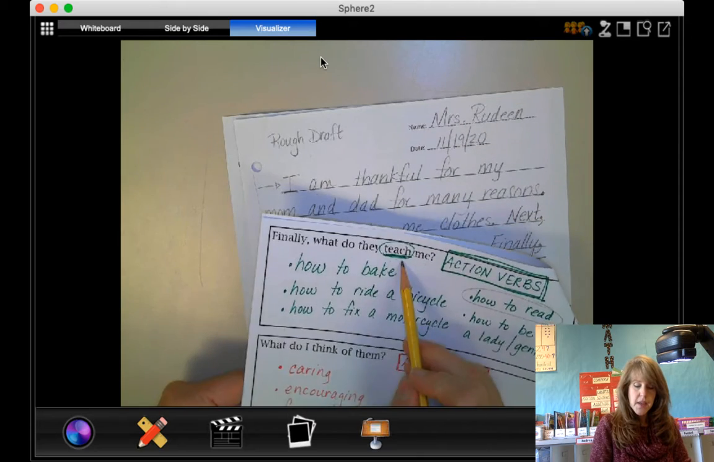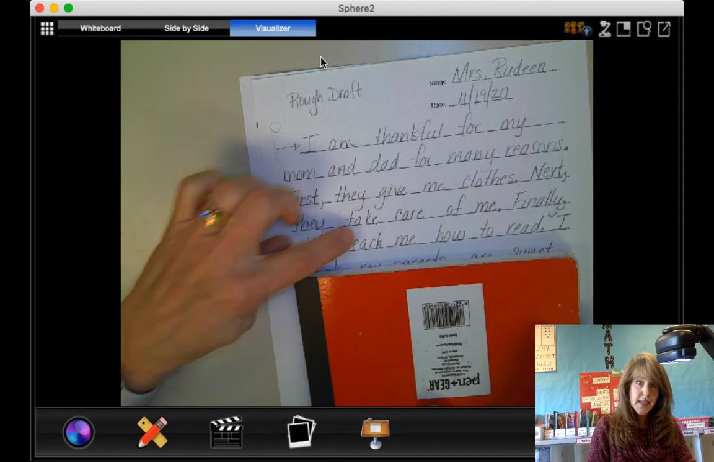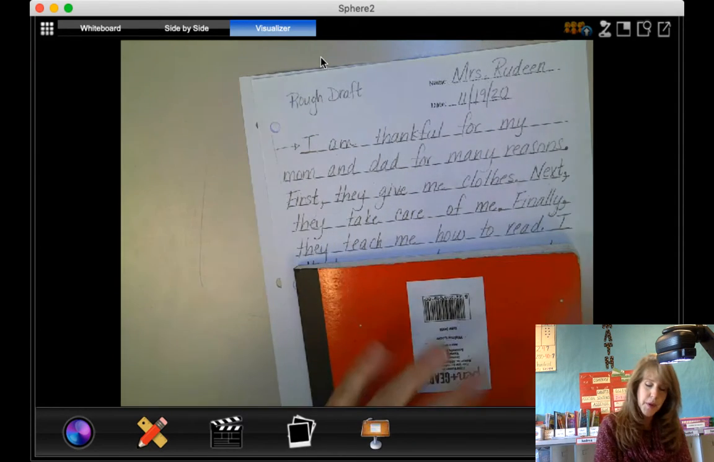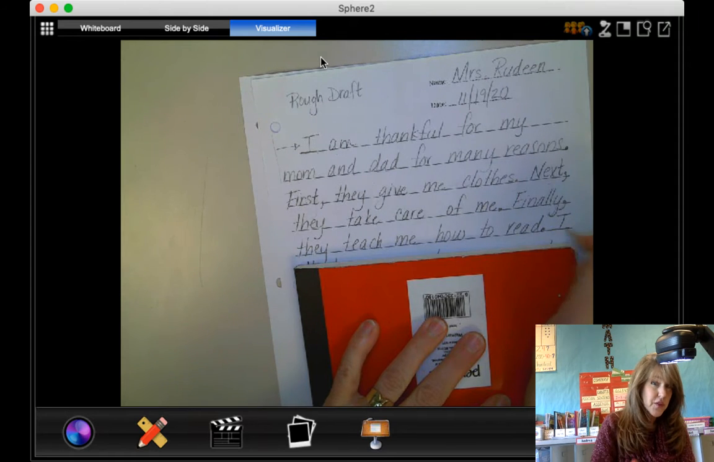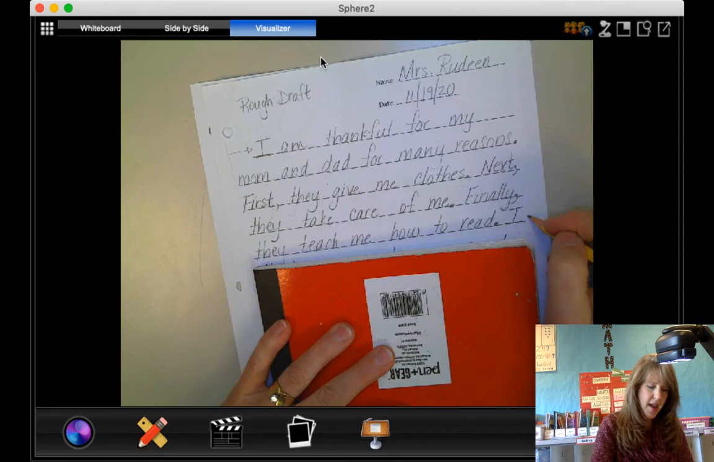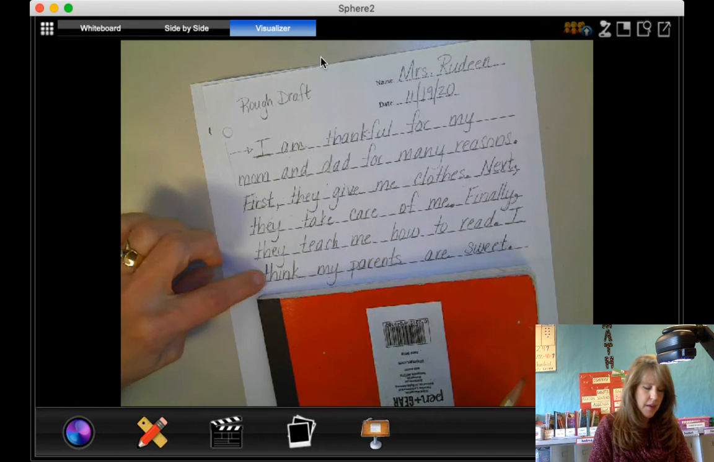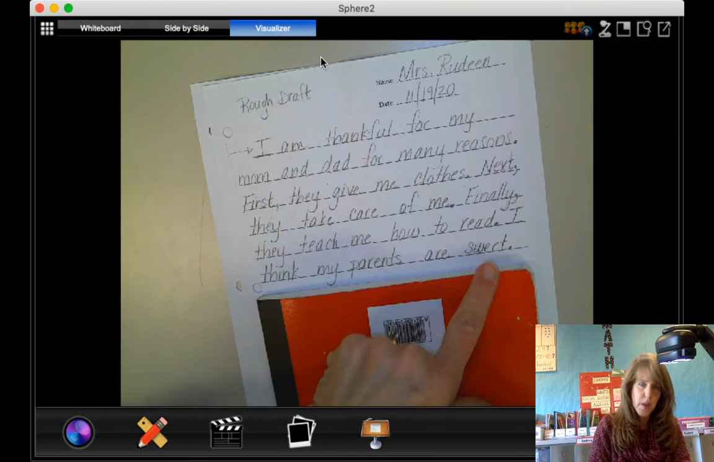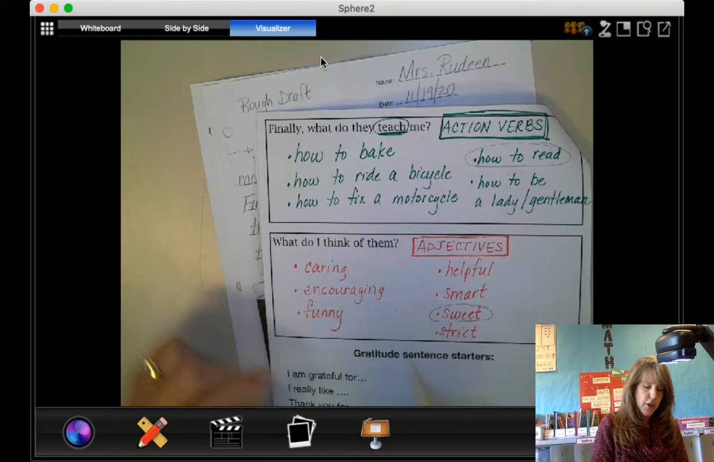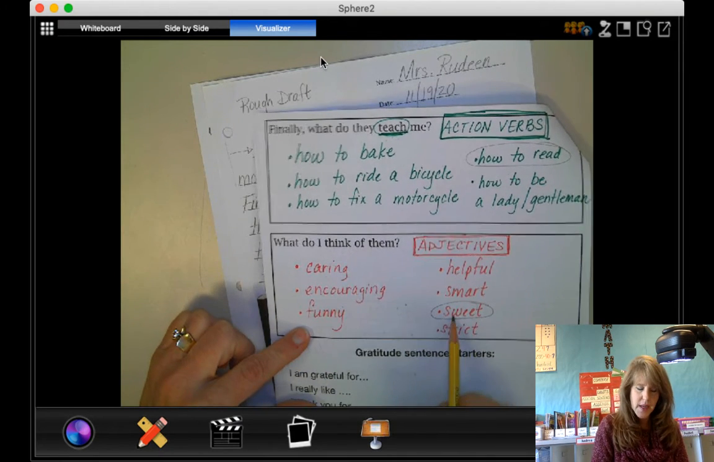What do they teach me? They teach me how to read. So I could say, they teach me how to read. End of my sentence. Boom, has a period. And I still have space for a new word in my new sentence. And so I write the word I, and I come back to the left margin, and I say, I think my parents are sweet. I took my idea from this box right here. I could say, I think my parents are sweet.